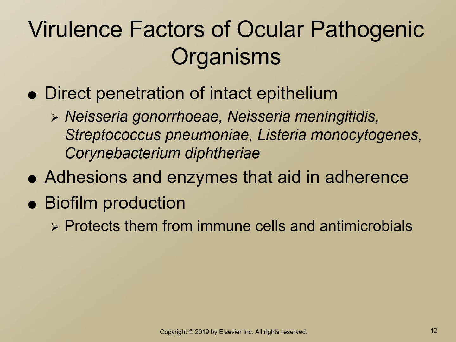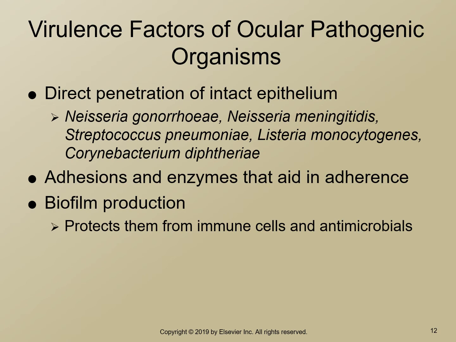Several microbes can penetrate the intact epithelium of the conjunctiva or cornea. Those organisms include Neisseria gonorrhoeae, Neisseria meningitidis, Streptococcus pneumoniae, Listeria monocytogenes, and Corynebacterium diphtheriae. For most other organisms to enter and establish disease, a break has to occur in the protective epithelial barrier.